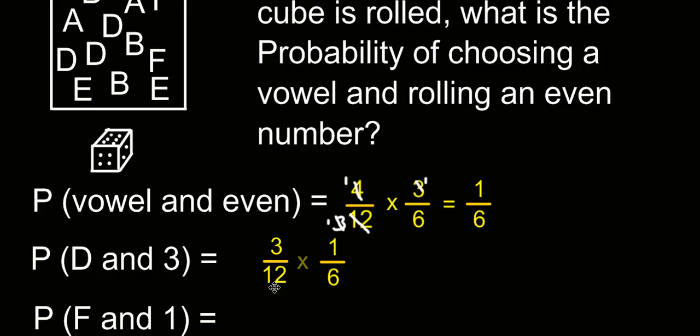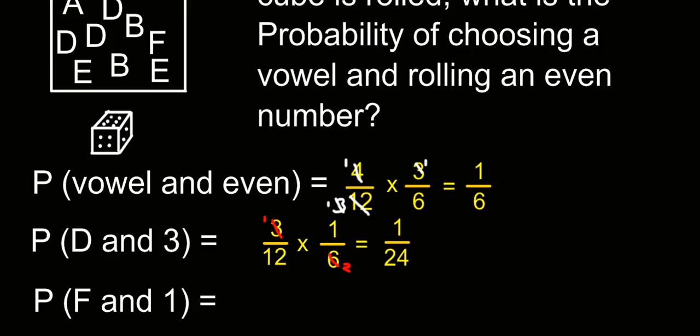And when we multiply them together, once again, cross cancel if possible. And I'm going to cross cancel the 3 and the 6 this time. The 6 becomes a 2 and the 3 becomes a 1. And now we can multiply the numerators and the denominators to get 1/24. Again, try to write as a decimal and as a percent.